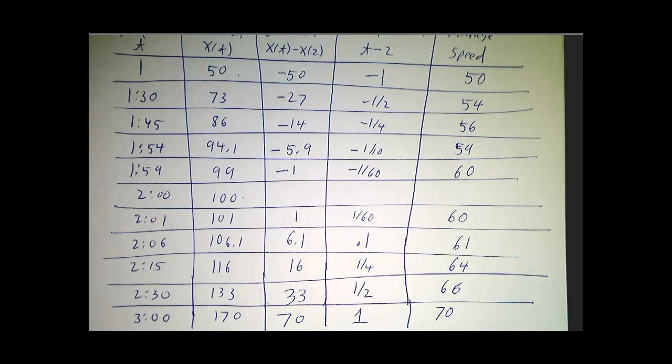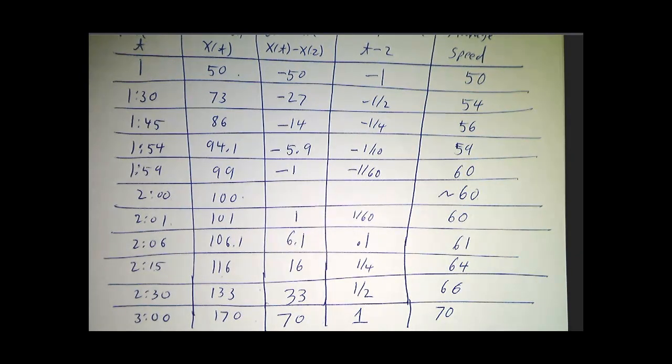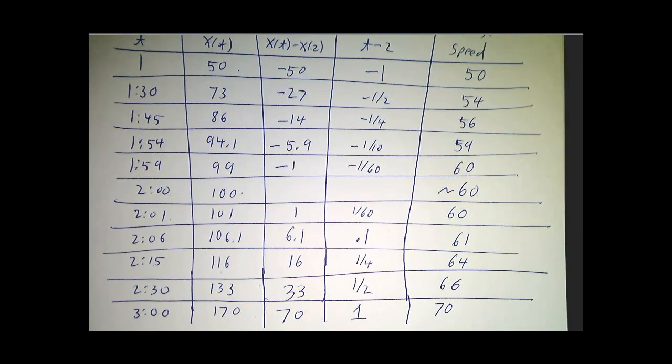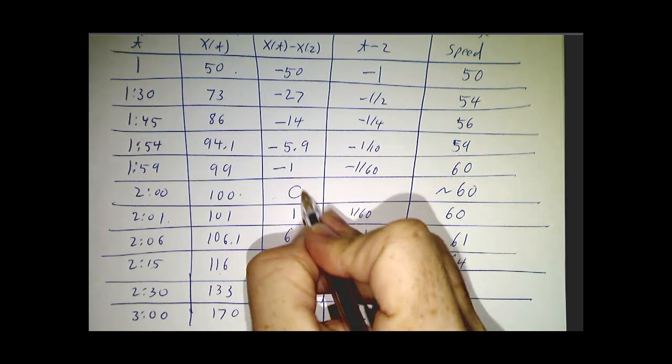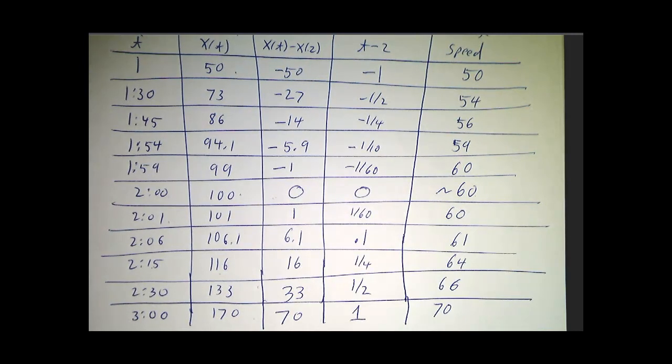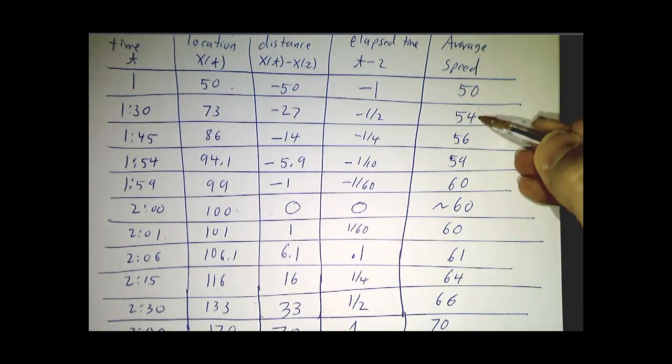So how fast are we going right now? I don't know. We get a pretty good estimate by seeing what these numbers are getting closer and closer to. So if I had to guess, I would say that right now we're going right around 60 miles an hour. Now, you can't do that by plugging in directly. We've gone 0 miles in the last 0 hours. You can't get 60 by doing 0 over 0, but you can get an approximation by taking the average speed.